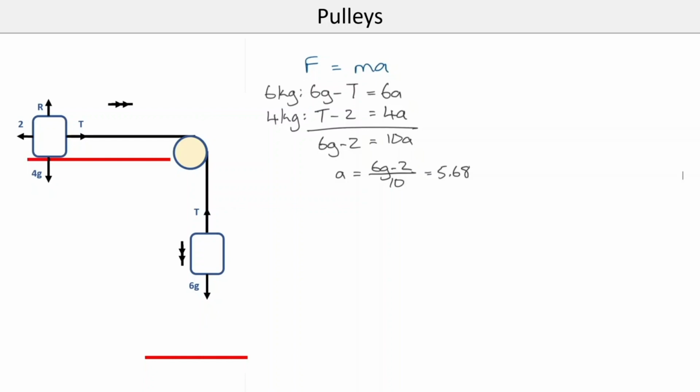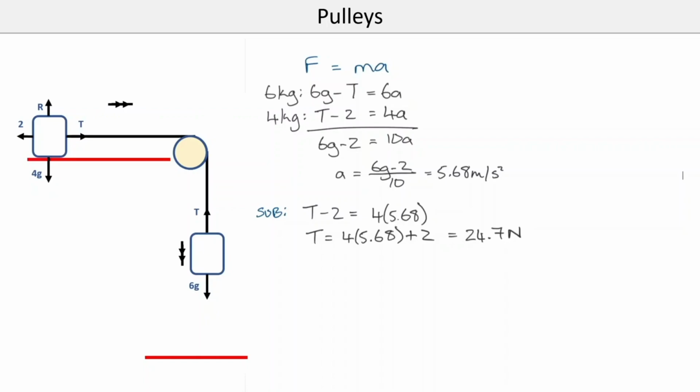In this case, we can't really leave it in terms of g. This looks a little bit cumbersome, so we will put this into our calculator, and we get 5.68 meters per second squared, and that is to 3 significant figures. Once we have the acceleration, we're going to substitute that to find the tension. T minus 2 equals 4 times 5.68. We could use the more accurate version, which is the fraction containing g, but in this case, we had an exact answer to 3 significant figures. Either way, we get tension of 24.7 newtons.